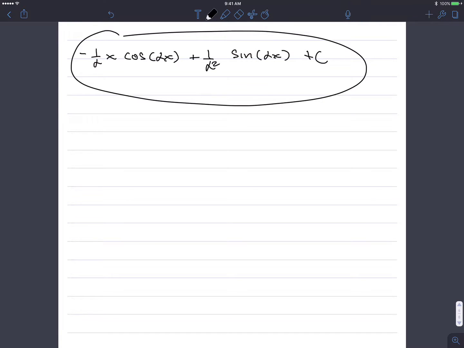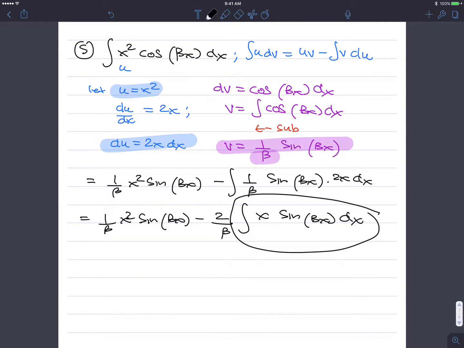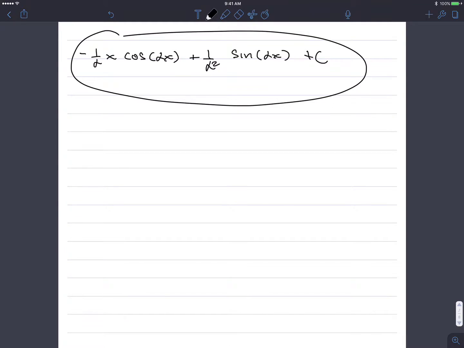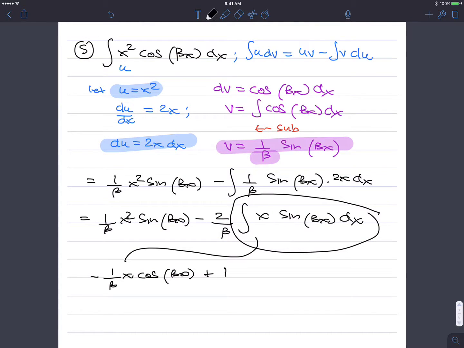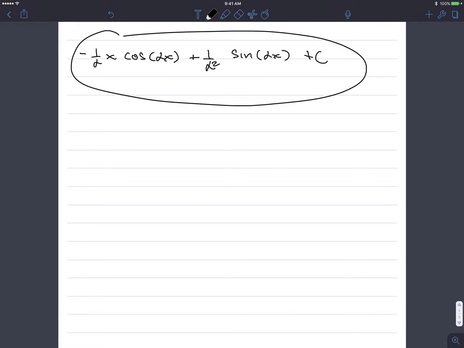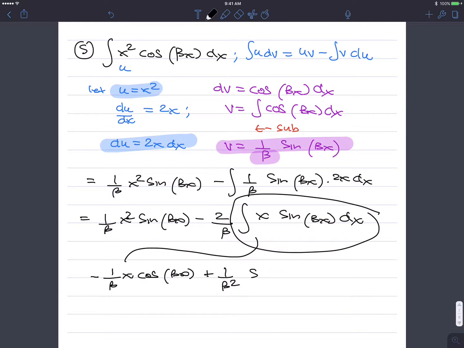So let's use this. 1 over beta x cosine beta x. This integral could be replaced with minus 1 over beta x cosine beta x, and it's minus, so let's not forget that, plus 1 over beta squared sine beta x. And we'll have our constant at the end here, plus our c. So we get to actually replace here, if you take a look at this. Let's highlight this. This integral is what you get here.